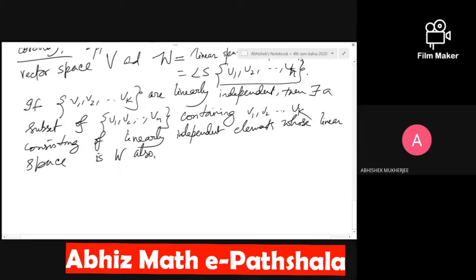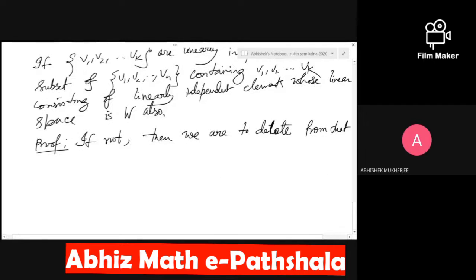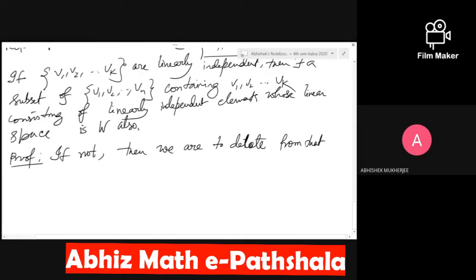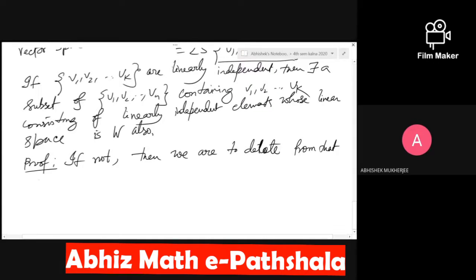If not, then we have to delete from that set the first vector, suppose Vj, which is a linear combination of its preceding vectors.